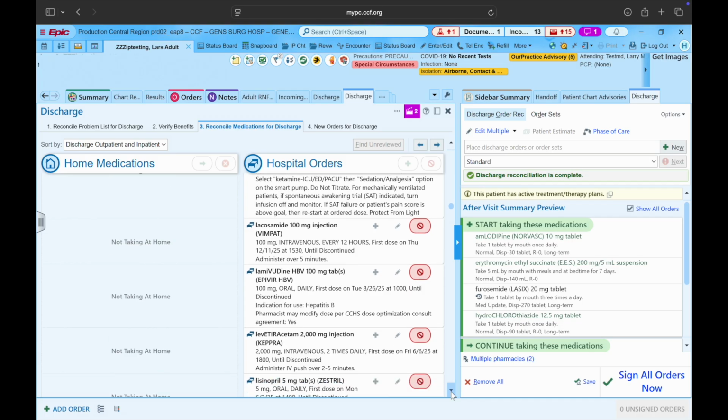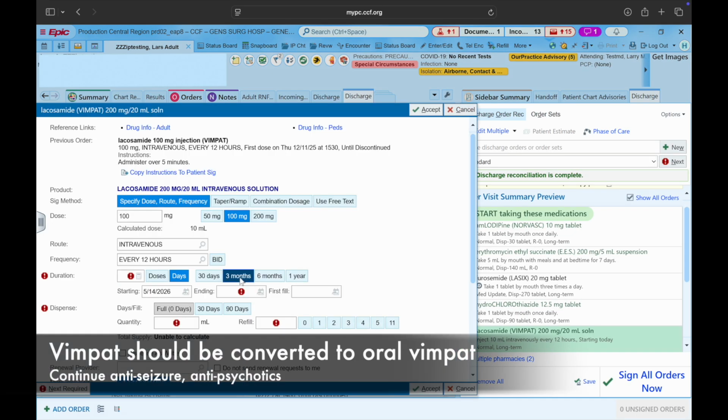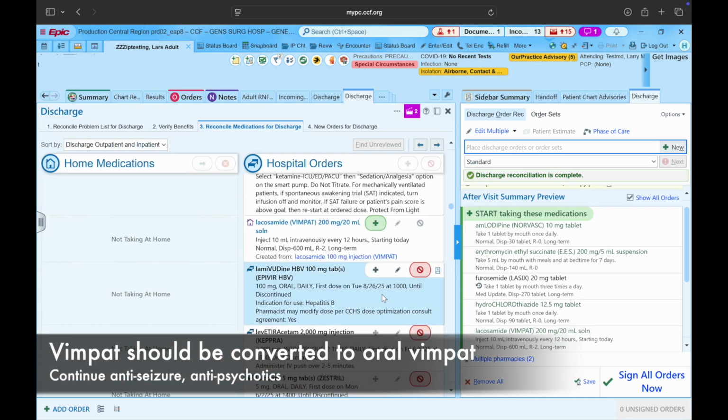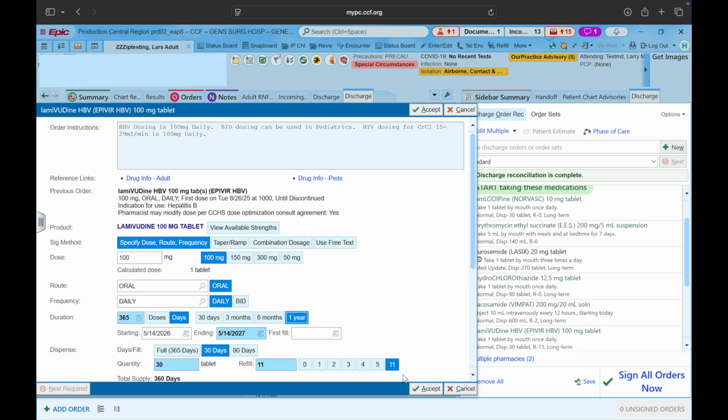From the admission meds, I tend to review everything. So levetiracetam or Keppra, it's an important seizure medication.